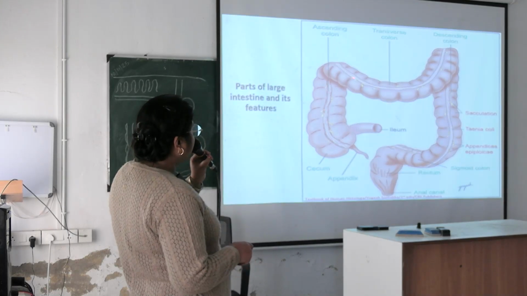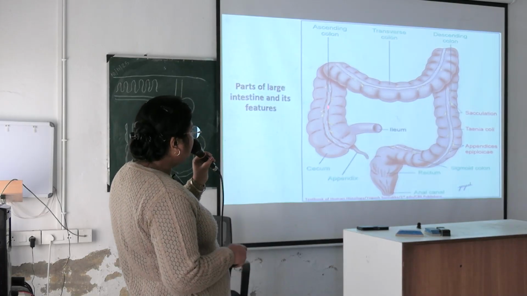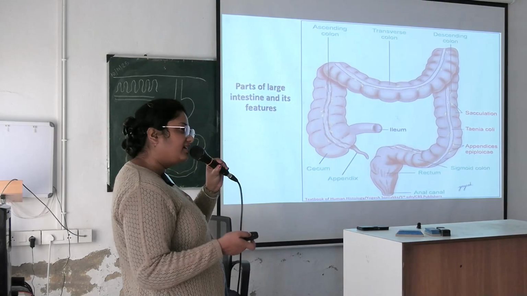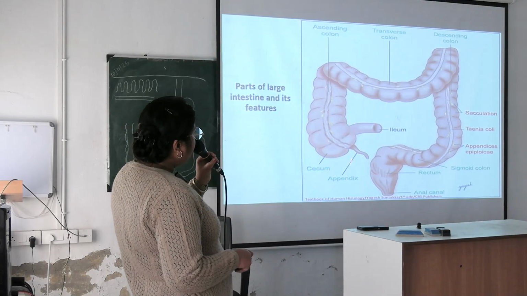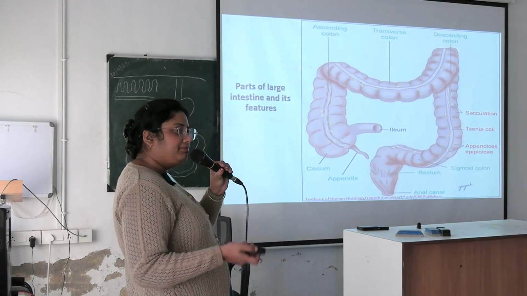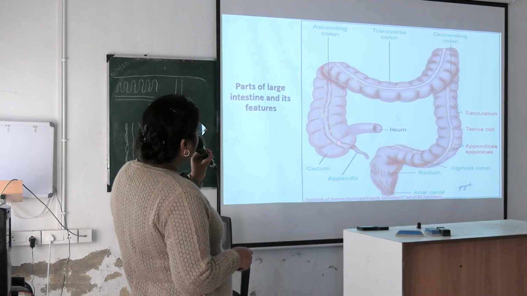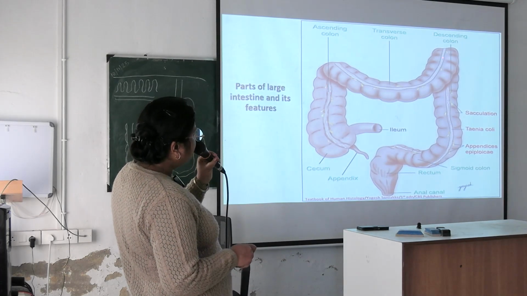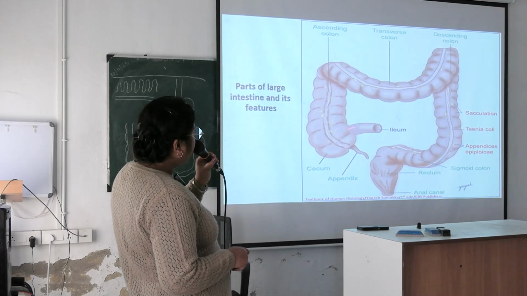And these are the tenia. Along this length, one tenia is visible. They are located on three sides of the gut, and all are converging near the base of the appendix. And these fatty extensions, you can see, these are the appendices epiploicae.